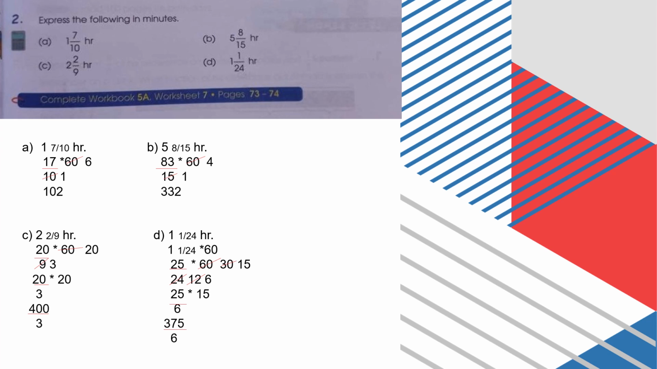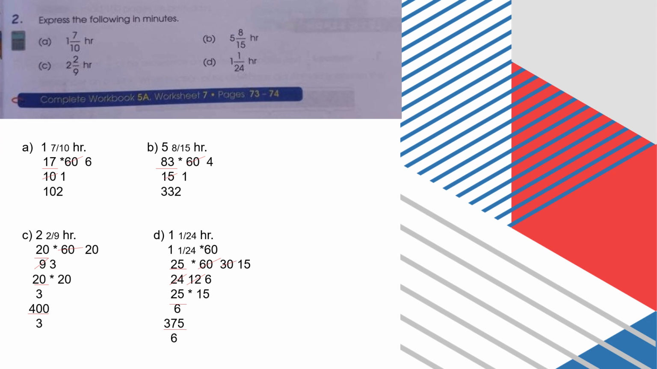In part B, we have 5 whole number 8 over 15 hours. Again, first we are going to convert 5 whole number 8 over 15 into a fraction form. So it is 83 over 15 multiplied by 60. So we have 15 and 60 cancel out with each other, and we have 83 multiplied by 4 again, which comes out as 332. So this is our answer.